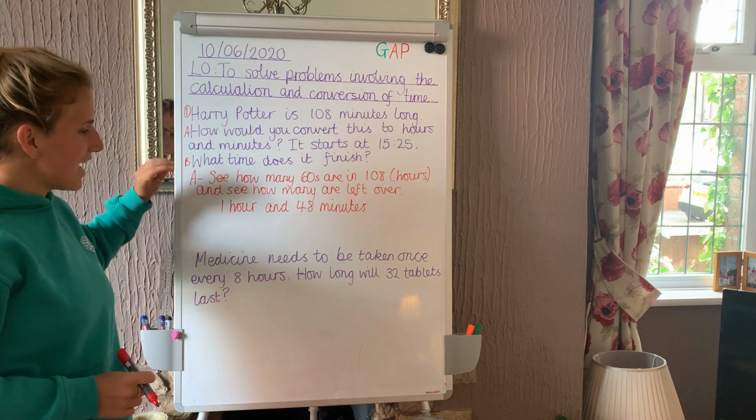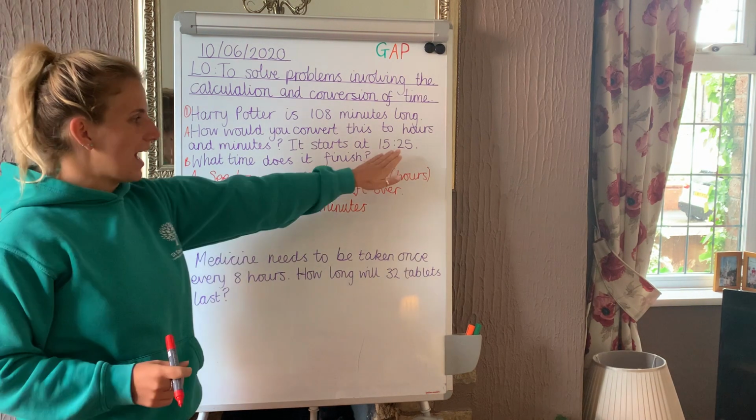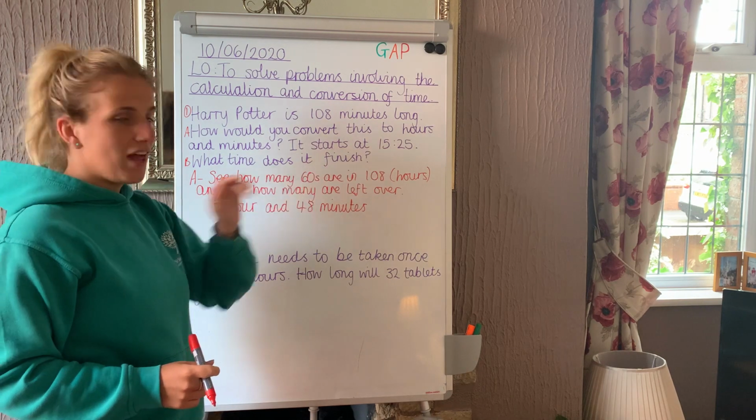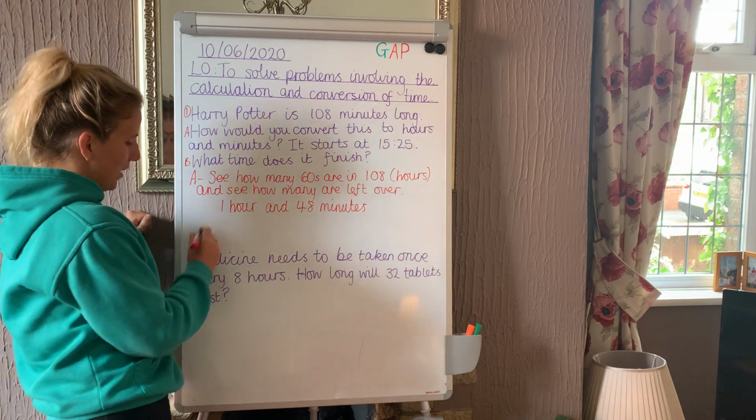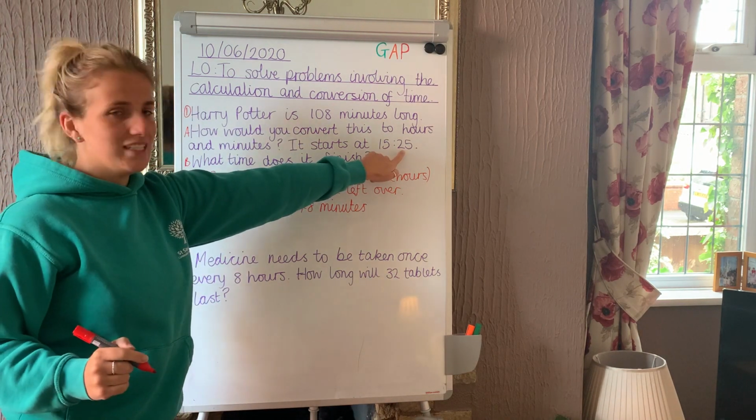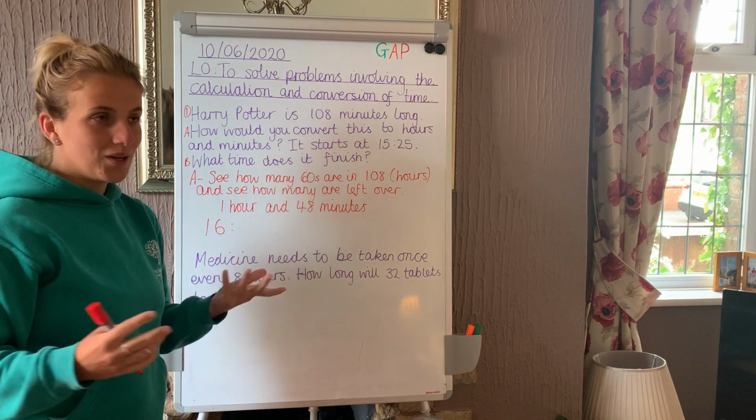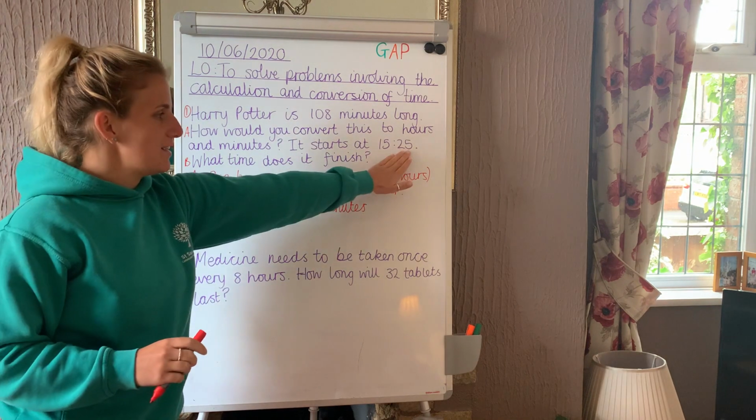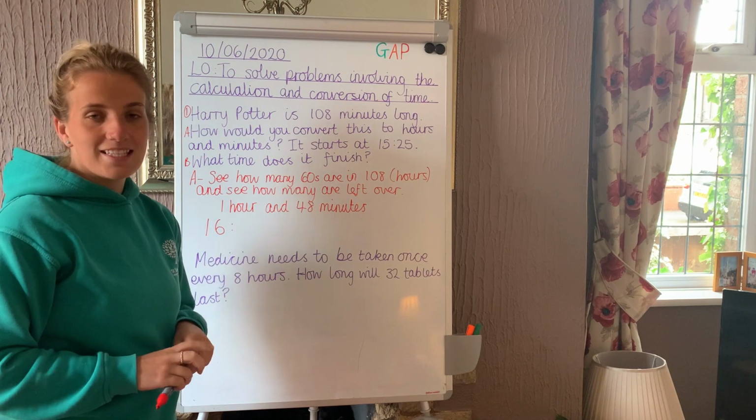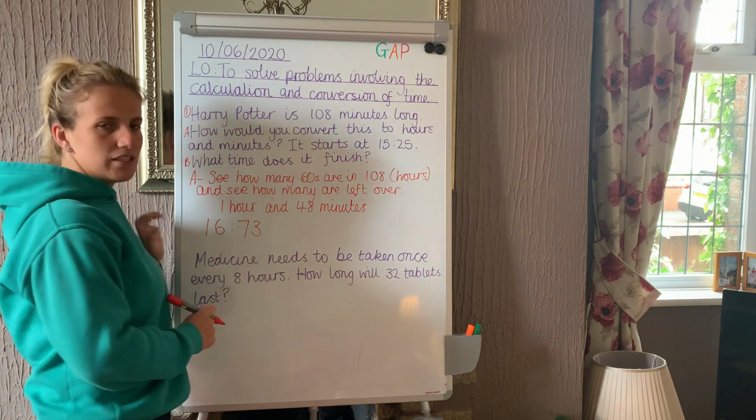And then B, what time does it finish if it starts at this time? So I'm going to add an hour and I'm going to add 48 minutes. If I add an hour to the 15, that changes that to 16. So 16, and then I've got 25 minutes past the hour and I'm adding 48. So it's a simple addition. 25 add 40 gives me 65, and then add 8 gives me 73. So it would be 1673.